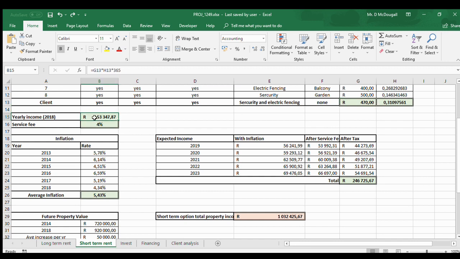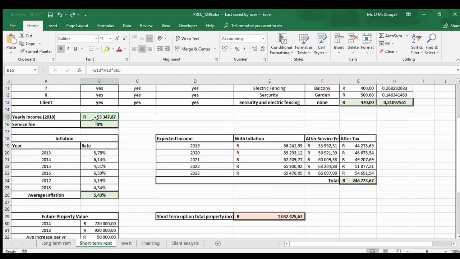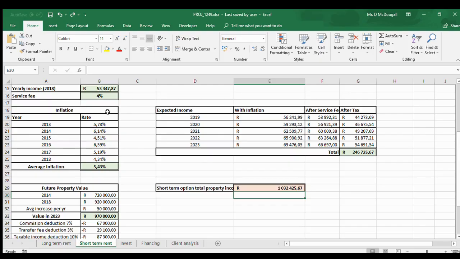A service fee was also used in the calculation. The with 800 Rand increase option was used to calculate the rent option's total revenue. Next, the inflation rate was investigated.